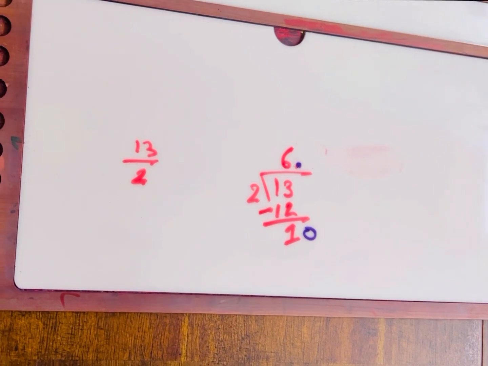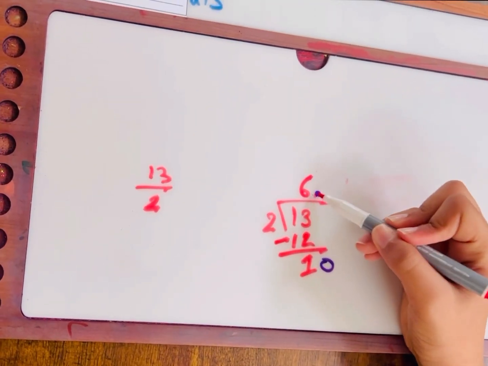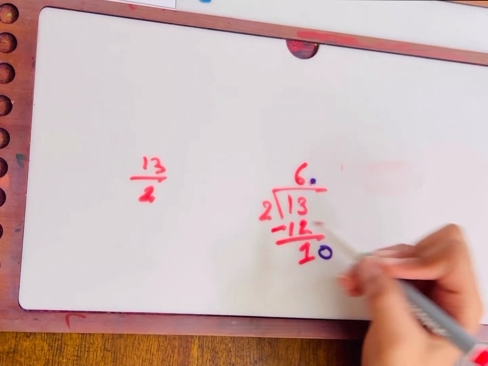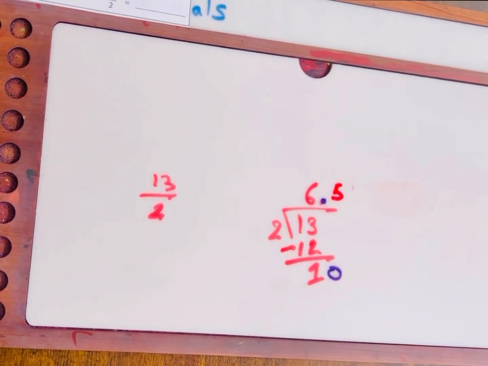Now here's what we can do. You see, we can add a point here and put 0 over here. This turns from 1 to 10. 2 is easily divisible, turning it into 5. 6.5.